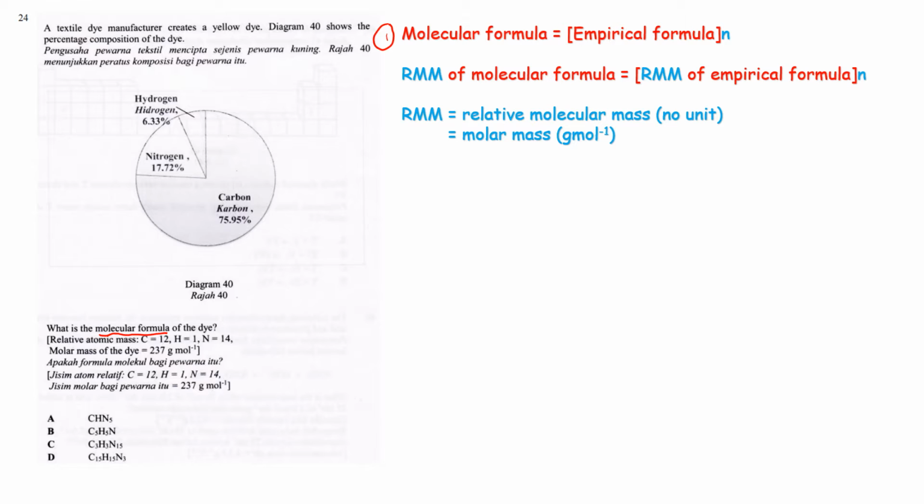Molecular formula is equal to empirical formula times n. n is a value of unknown. So to get the molecular formula, first, you must have the empirical formula. Second, you must have the value n. So what does that mean?